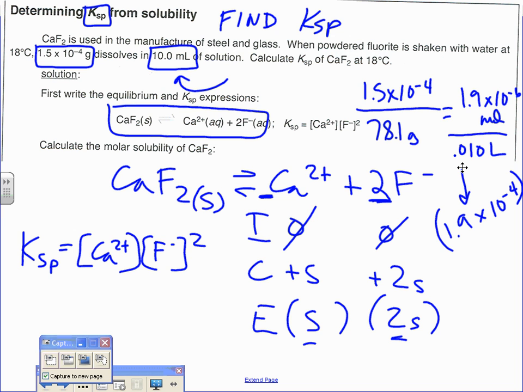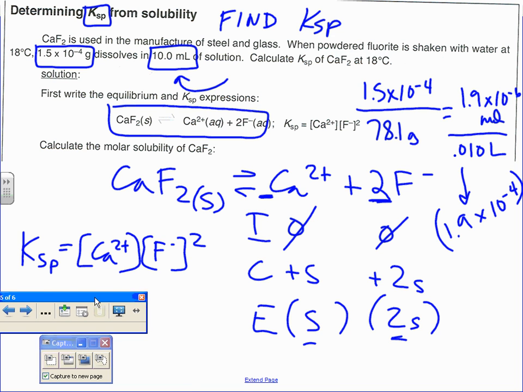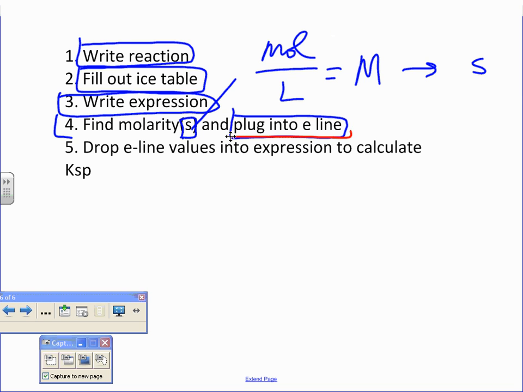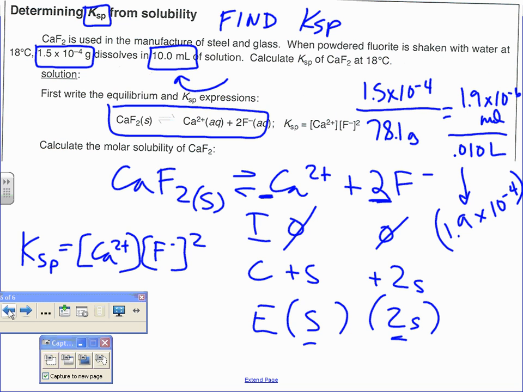So what do I do? I have to go to my E line value and plug it in. Use the coefficients when you plug it in. So I'm going to come over here. For Ca, it's going to be just 1.9 times 10 to the negative 4th. But for F minus, I have to double it because the coefficient's 2. I get double the amount of ions. So when I double it, I'm going to get 3.8 times 10 to the negative 4th. Plug it in for my E line. I got my E line values.